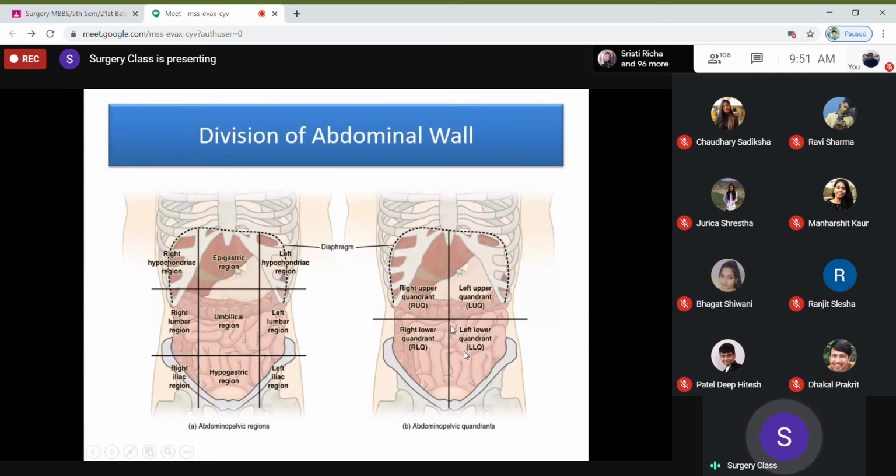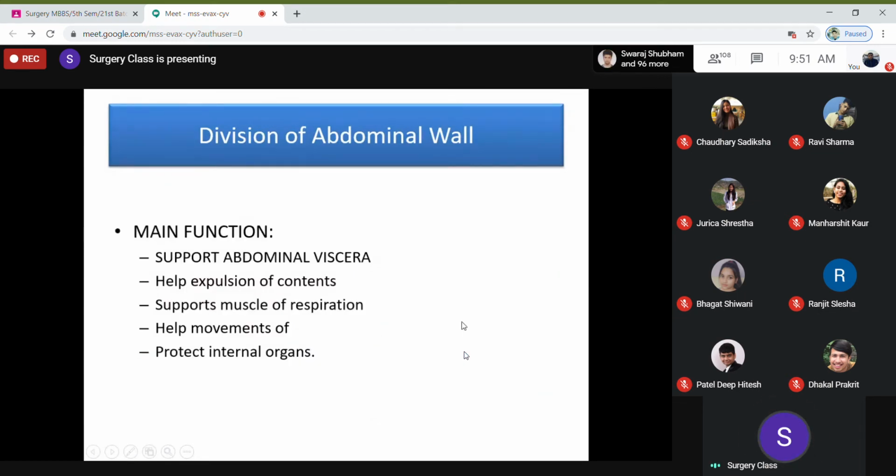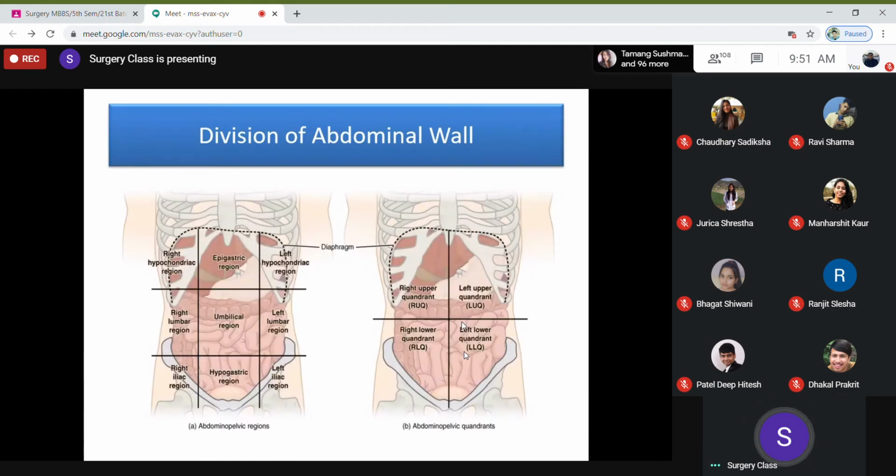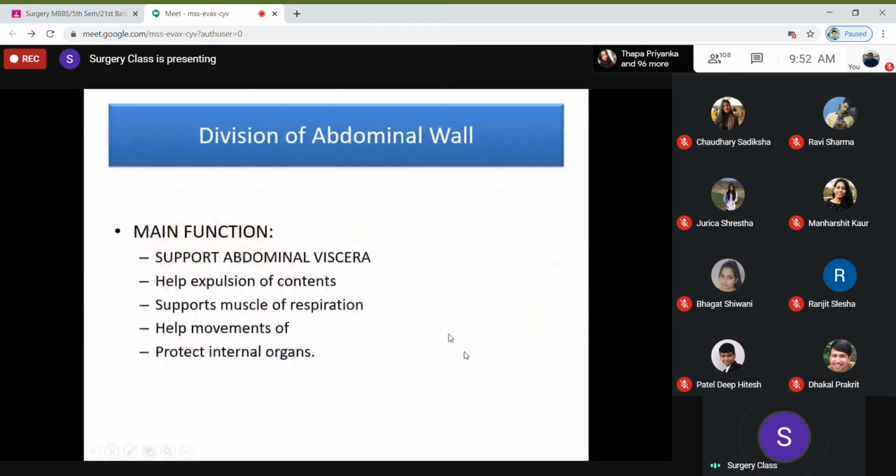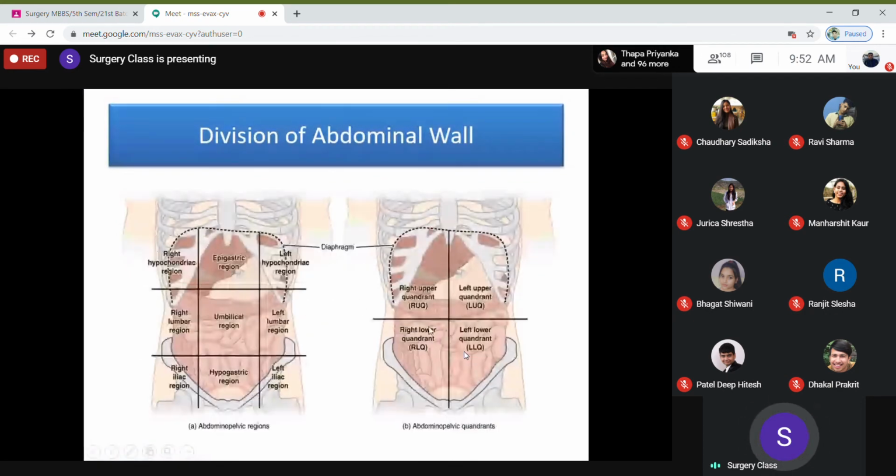Don't say umbilicus, because the umbilicus might change its position in fatty people, in thin people, or in very flabby people. The umbilicus might not be in the central position. In a normal person, the umbilicus should lie at the level of the fourth and fifth lumbar spine. That's the level of the umbilicus, but it might change; it is very changeable. So when you talk about the landmark, you always take a fixed point.